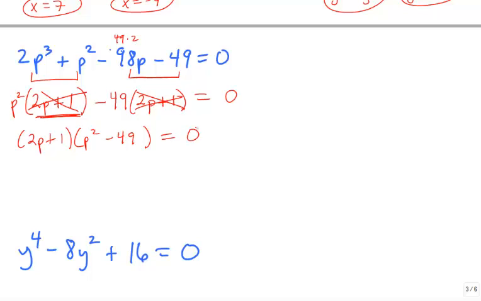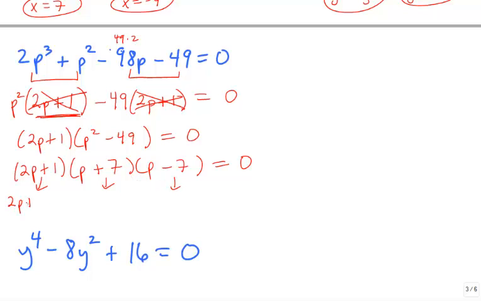Now don't stop there, because p squared minus 49, that has two terms, and 49 is a perfect square, p squared is a perfect square, so this will factor some more. So the 2p plus 1 stays put, and then if I factor this using that difference of squares pattern, that would be p plus 7, and p minus 7. And now I set them each to 0.